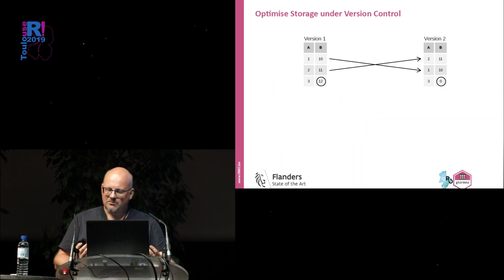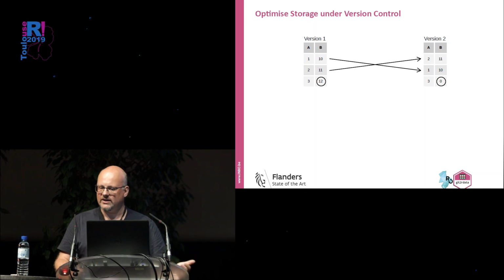So we also do some optimization for version control. Imagine that we have a very simple data set, version 1. We stored it to disk, we committed this change, and then we updated the second version. What did we change? The third row was updated, and the first and the second row swapped positions.